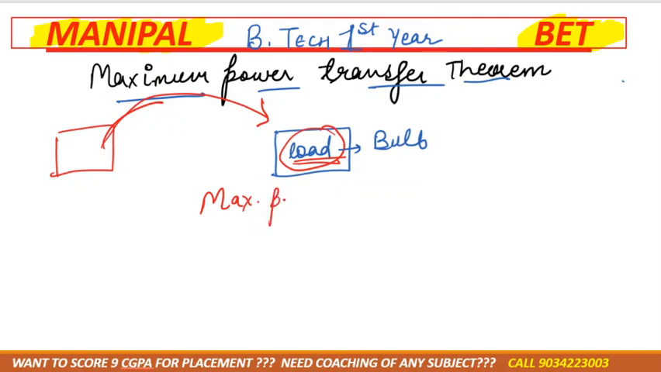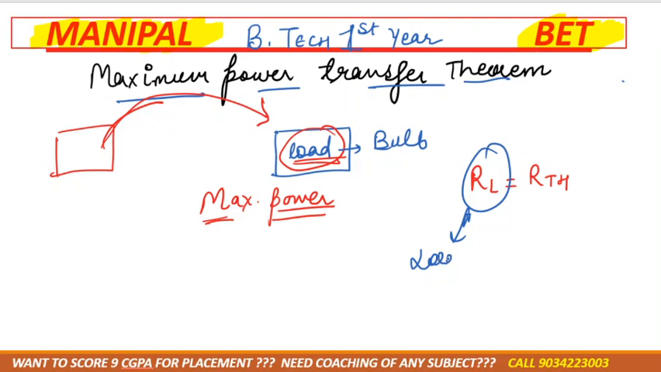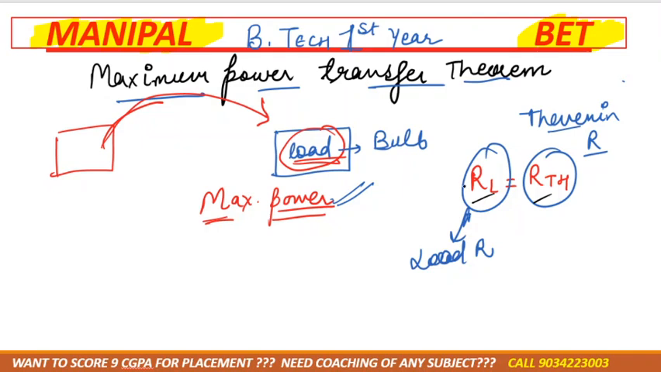What is that condition? Only in this condition will maximum power transfer, and that condition is RL is equal to RTH, where RL is the load resistance and RTH is the Thevenin resistance, right? If these two resistances are equal, then in that case our maximum power will transfer. So for transferring the maximum power, what we need to do? These must be equal. Got this point?